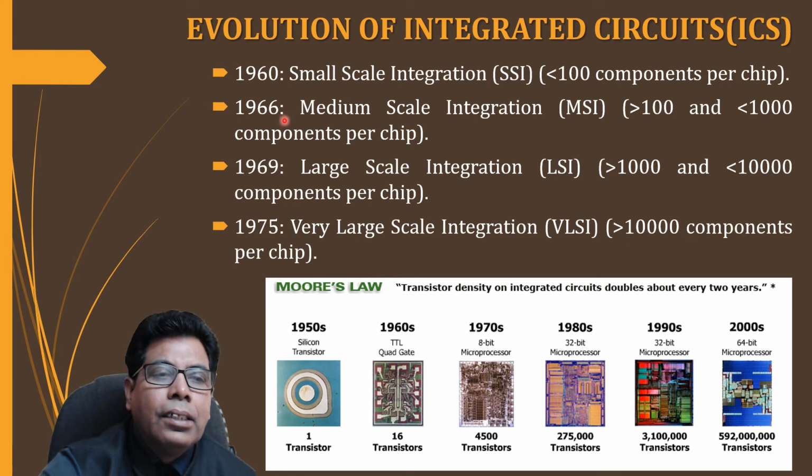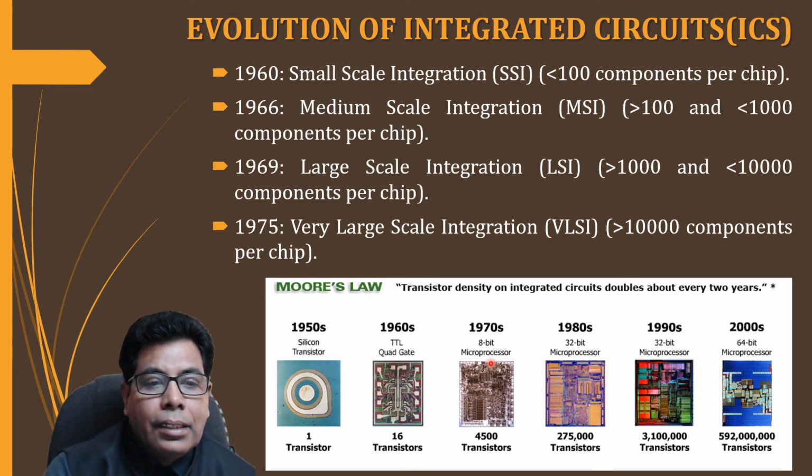Then in 1966, they came with medium scale integration. So the components per chip increased from 100 to 1000. And then in 69, they came up with large scale integration. So the count increased up to 10,000 components per chip. You can see here in the 1970s, they came up with the 8-bit microprocessor chip. So they had around 4500 transistors. Then later on in the 70s, they came with more transistors, for example the 8085 has 6200 transistors.